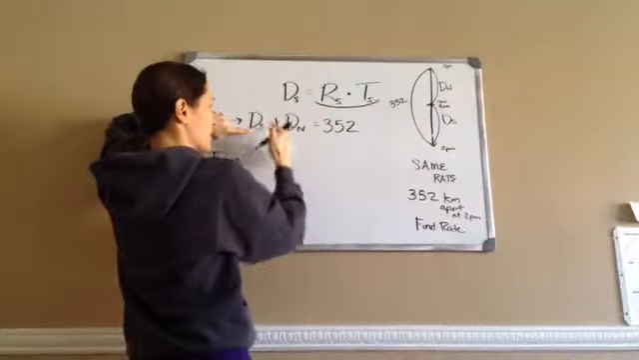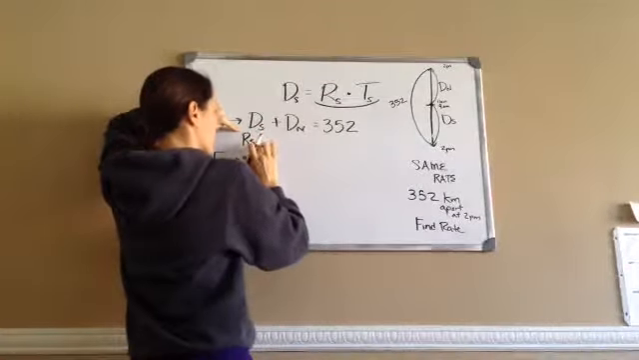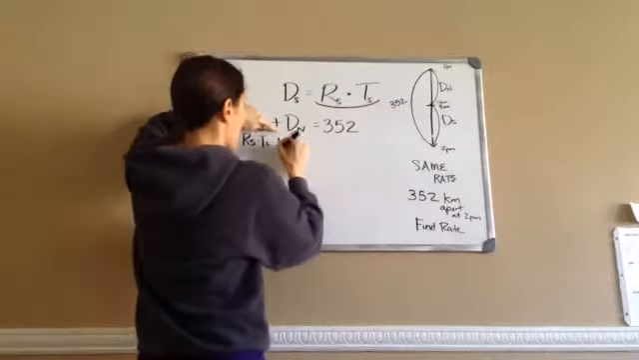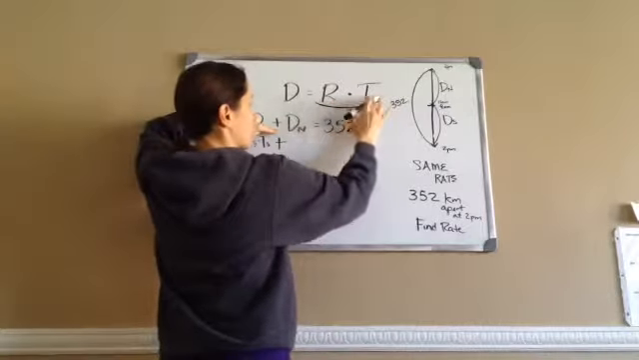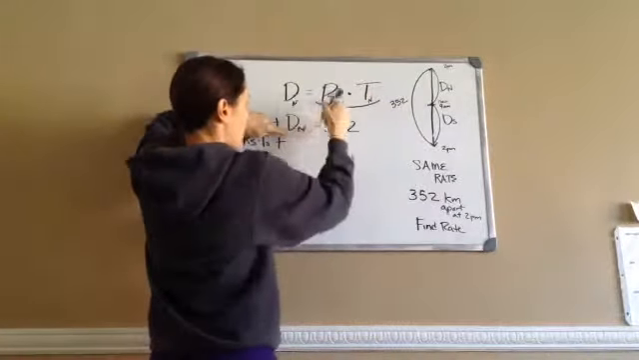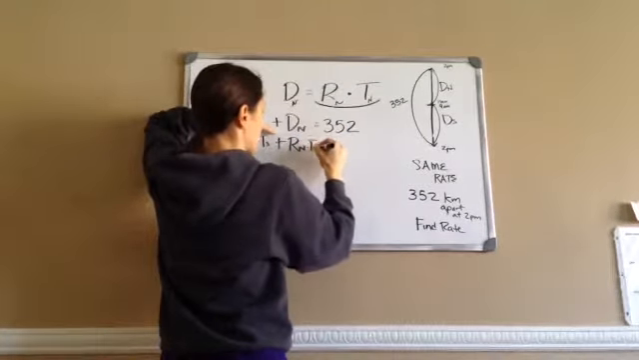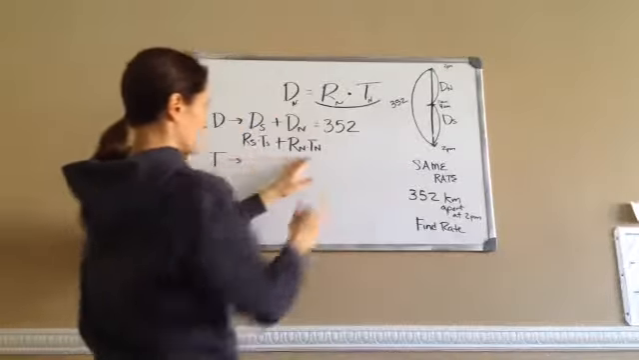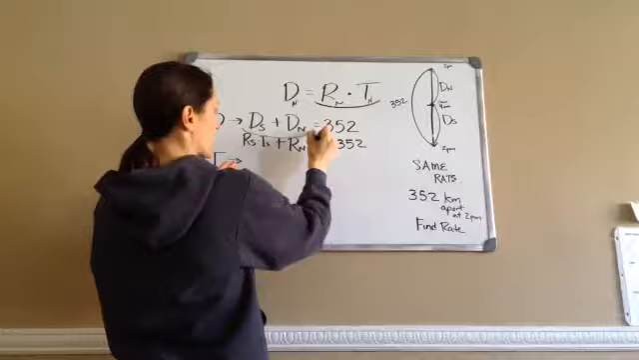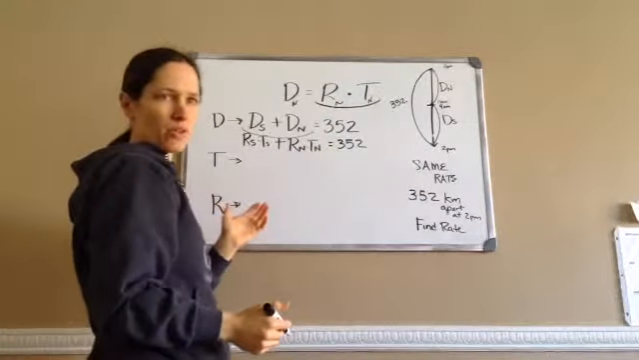So distance of s equals the rate of the southbound times the time of the southbound, plus, and now let's change this from southbound to northbound, the distance of the northbound equals the rate of the northbound times the time of the northbound. You see what I've done? Equals 352. So all I did is take what distance was and put it into our normal equation that we've been coming up with all along.